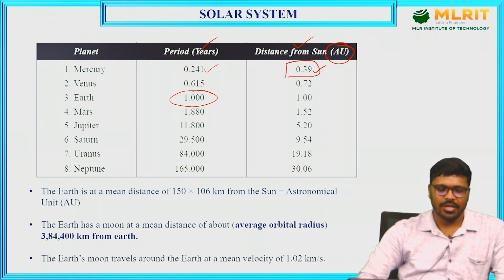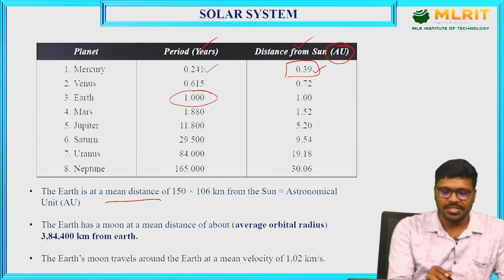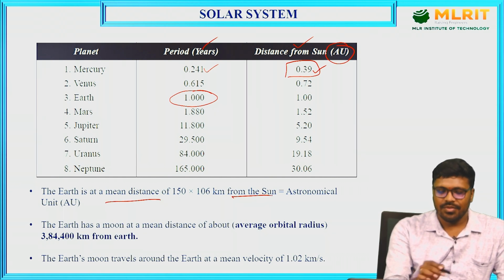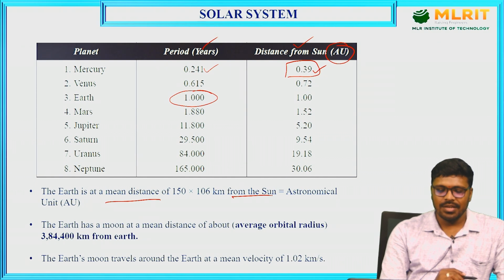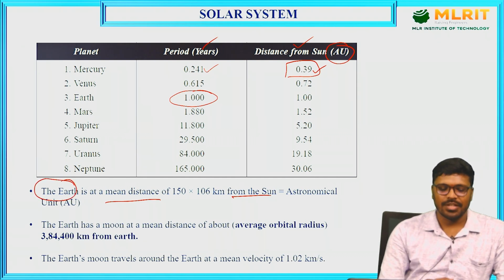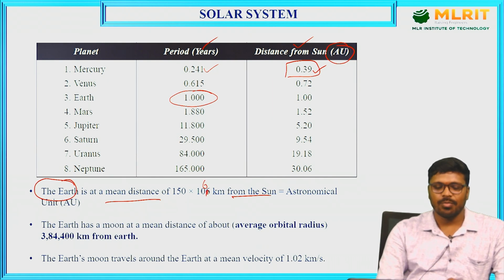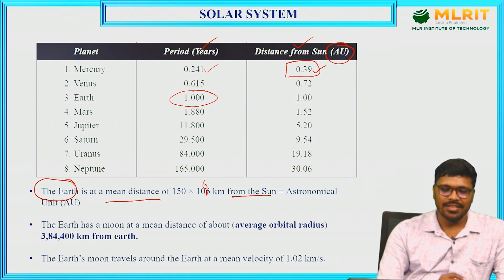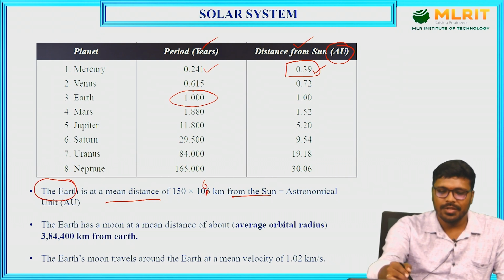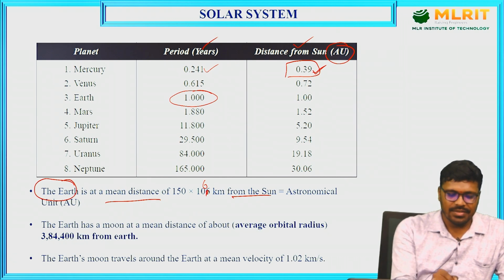What is an astronomical unit? The astronomical unit is nothing but the distance of the sun from the Earth. The distance of the sun from the Earth is 1 astronomical unit, that is 150 into 10 to the power of 6 kilometers. Like this, Mercury is around 0.39 astronomical unit distance from the sun.